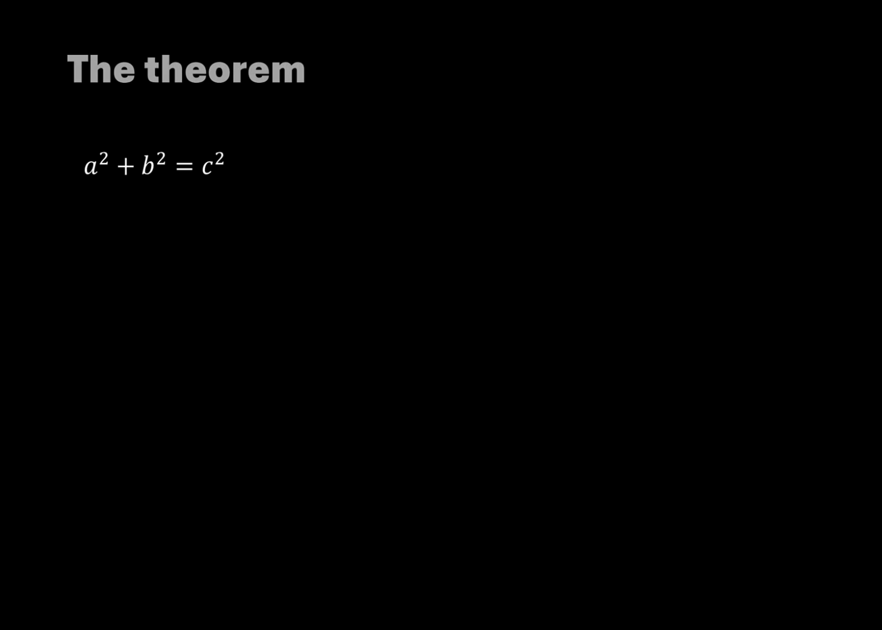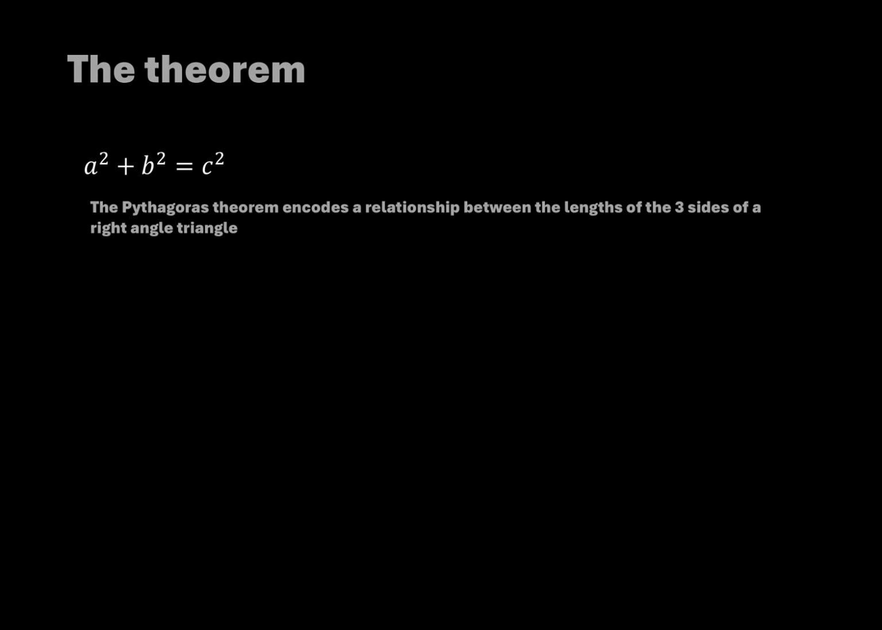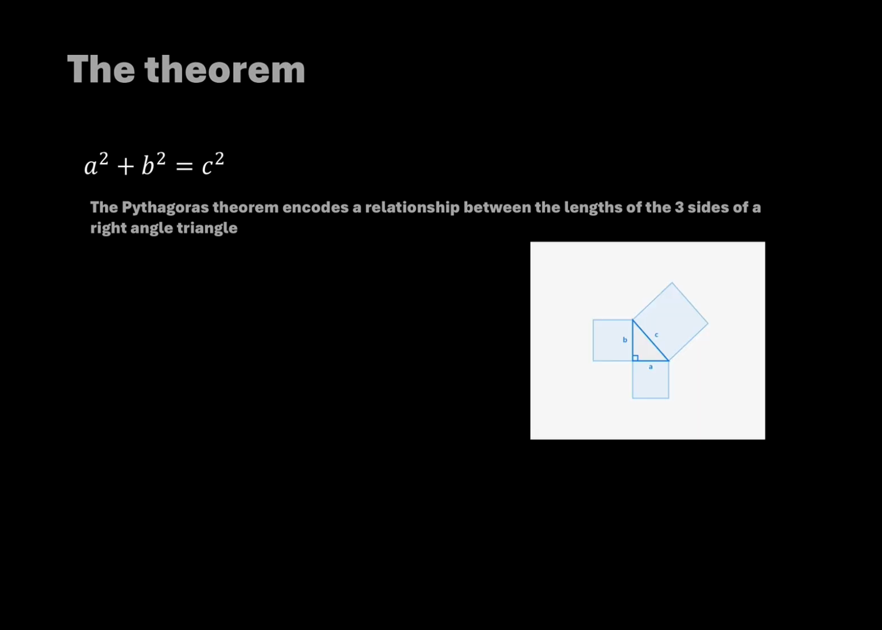So what does the theorem say exactly? We know that a squared plus b squared equals c squared, but what do these represent? It encodes a relationship between the lengths of the 3 sides of specifically a right-angled triangle, which looks like this. This is how we geometrically represent it. So a squared is one of the smaller squares, and so is b squared. These areas add up to the big square, c squared.